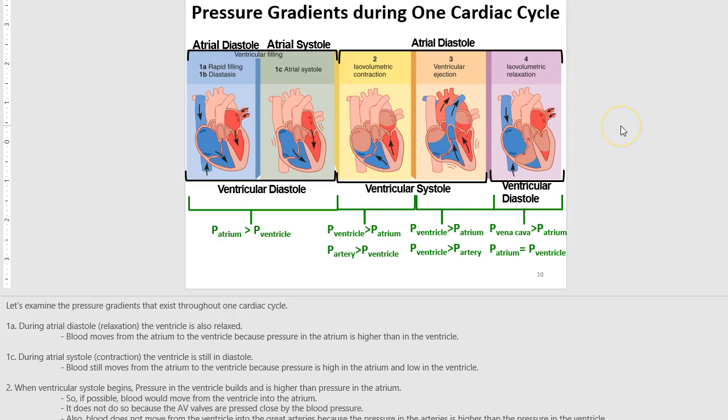So let's look at pressure gradients during one cardiac cycle. During atrial diastole, the pressure in the atrium is greater than the pressure in the ventricle. That is why blood moves into the ventricle. Blood pressure high, blood pressure low. Blood will always move to the low region.